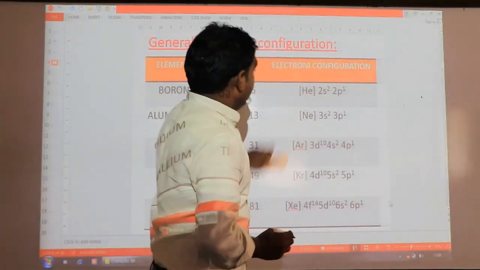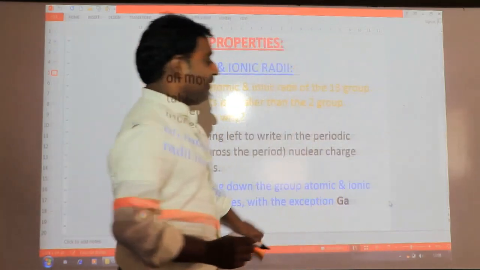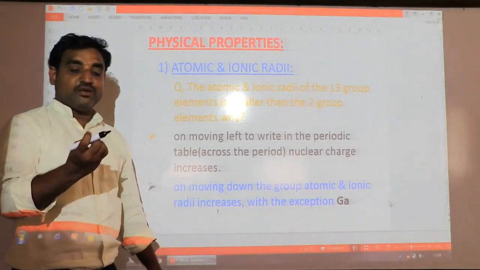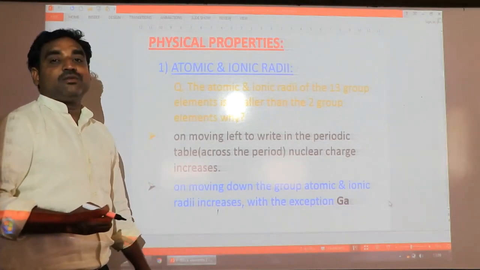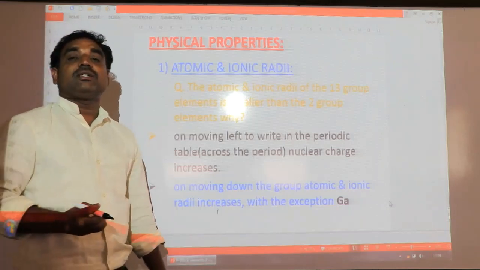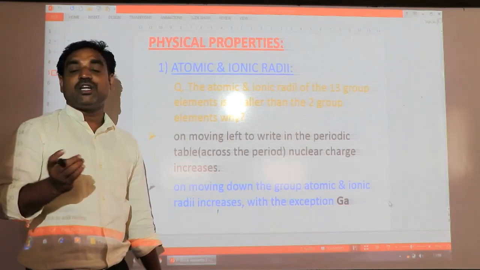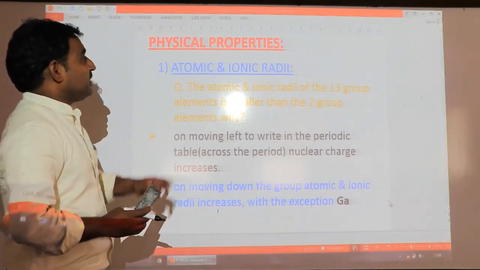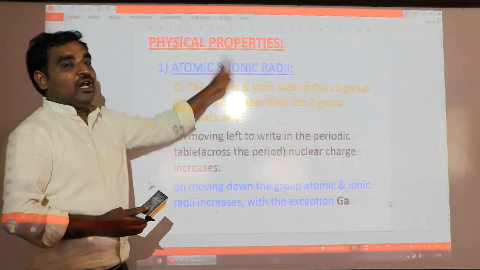Now we will discuss the physical properties of the boron family and also the chemical properties of the boron family. Let us begin with the physical properties: we will discuss atomic radius, ionic radius and also ionization enthalpy. Let us begin with the first physical property, atomic and ionic radii.